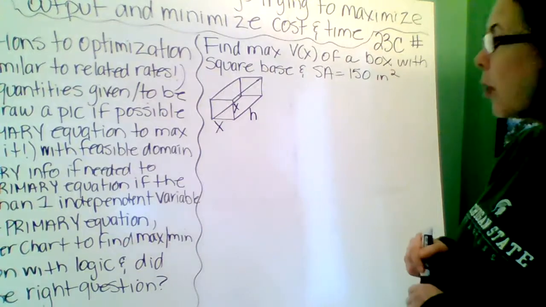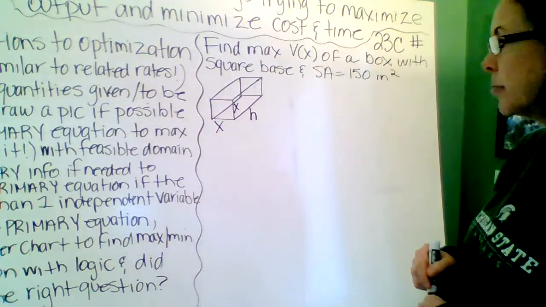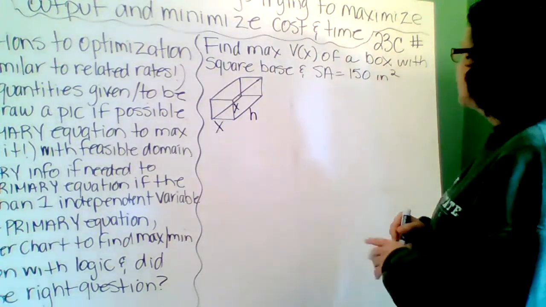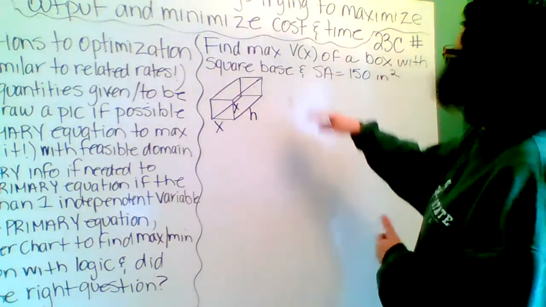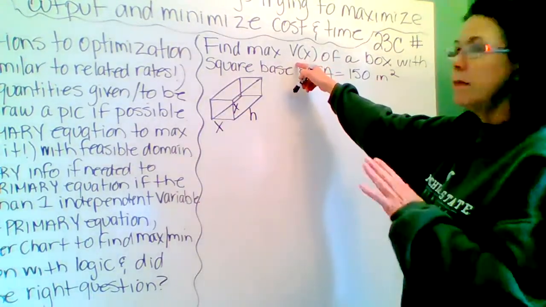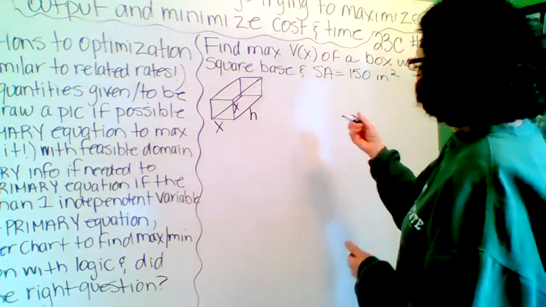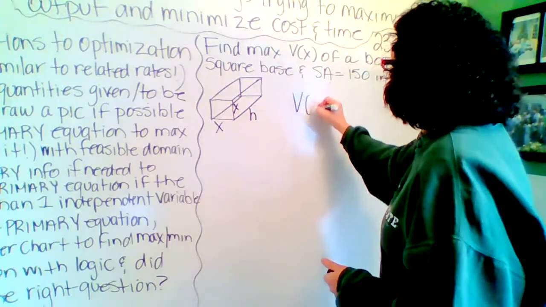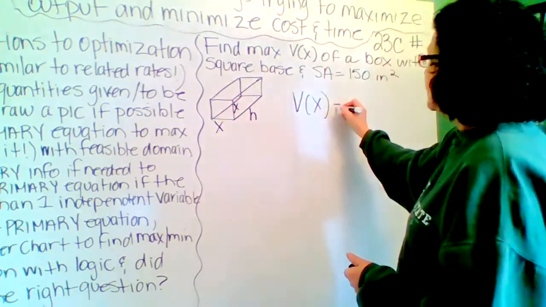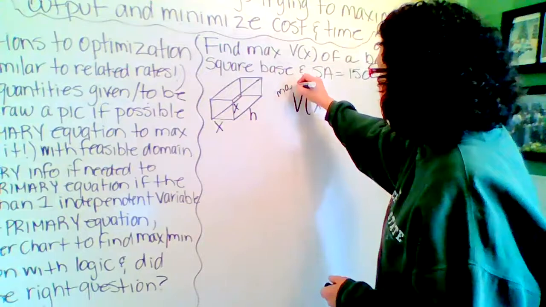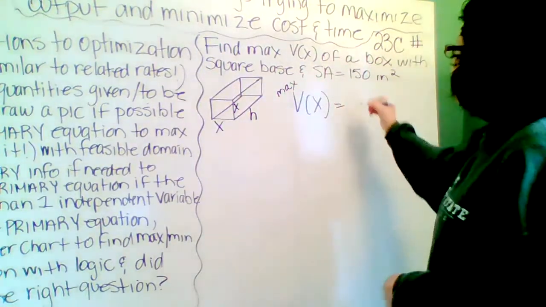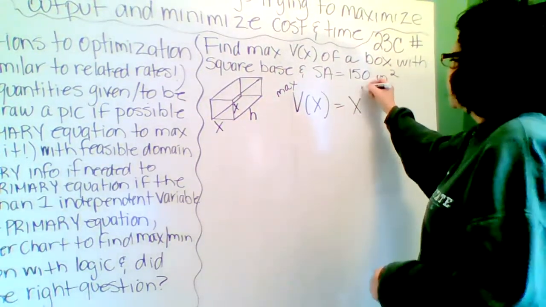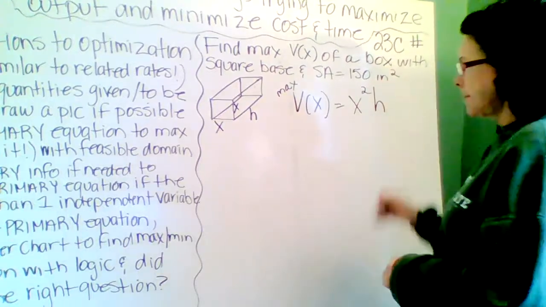Then B, write a primary equation to maximize or minimize it with a feasible range. Domain. But anyway, so I need to write the volume formula for the box. And I am going to remind myself, I always mark it that I'm looking for a maximum here. And that would be X squared times H would be the volume of this box.